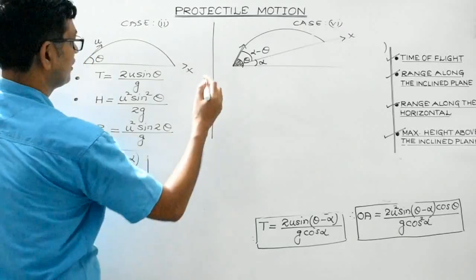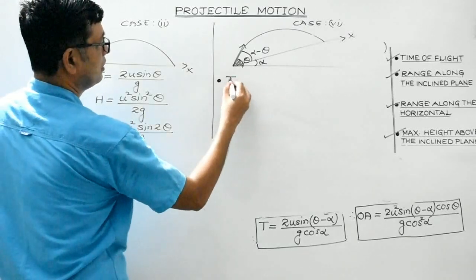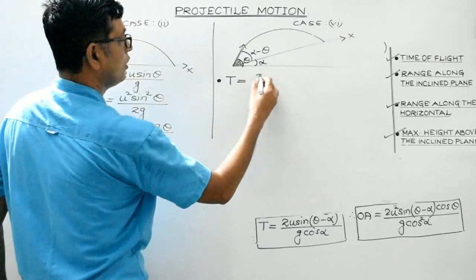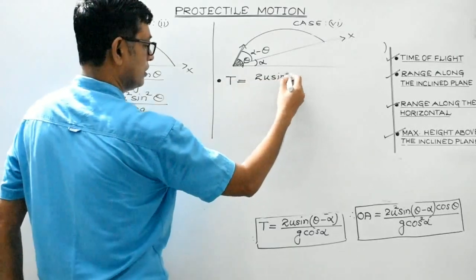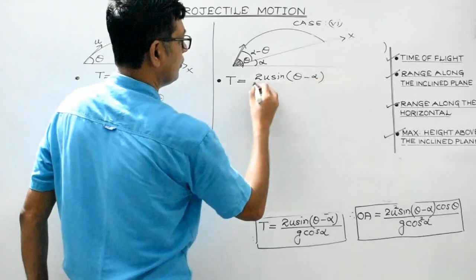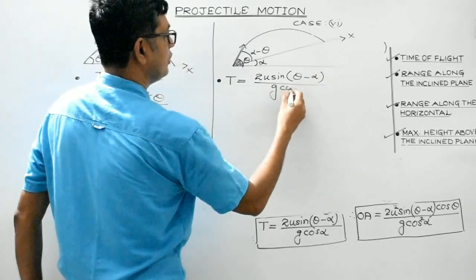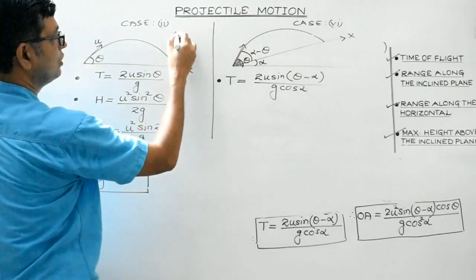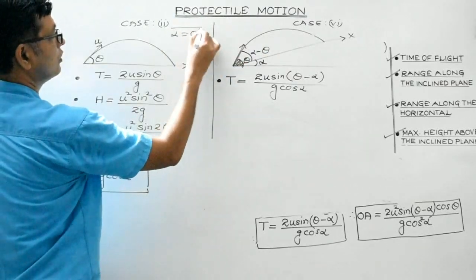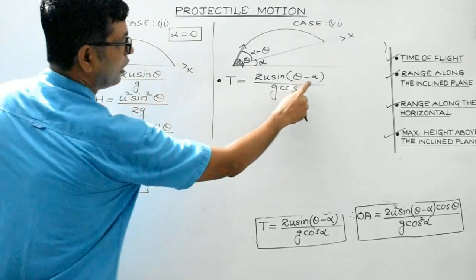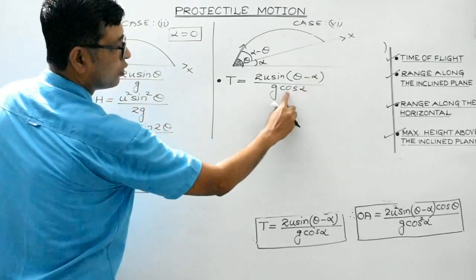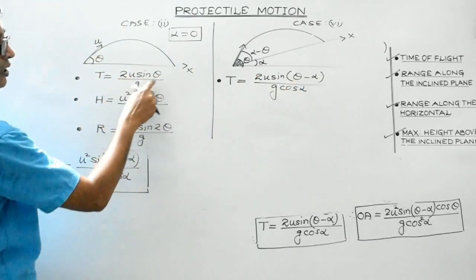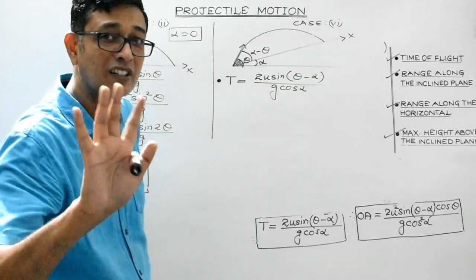We have obtained all these expressions in case 2. Now let's consider this case. Here the time of flight is 2u sine theta minus alpha divided by g cos alpha. Now look, what's the difference in these two? Here alpha is equal to 0. Now substitute the value of alpha as 0 over here. Cos 0 is 1. Theta minus 0 would be theta. So you'll get the same expression, 2u sine theta by g. Are you all convinced now?